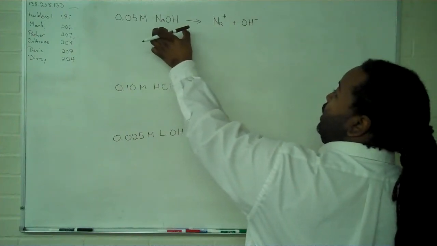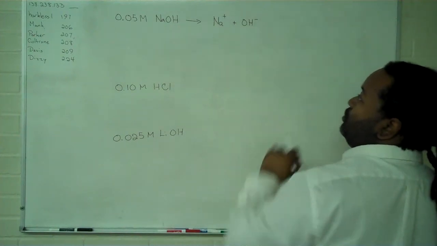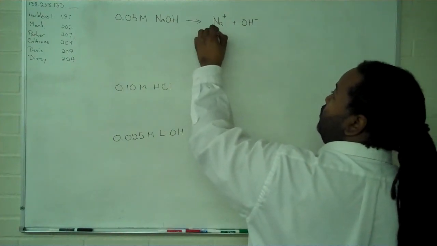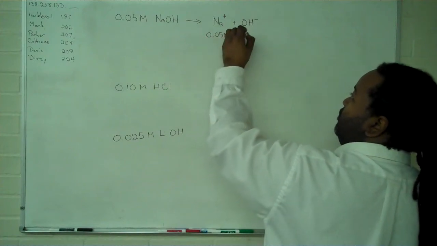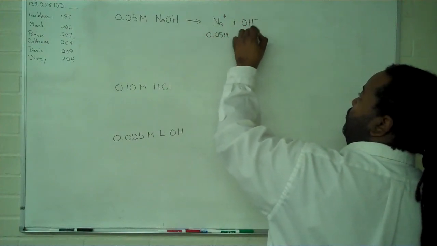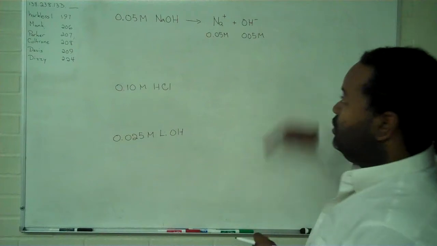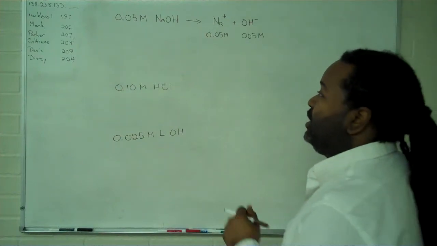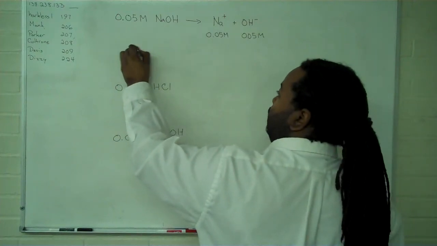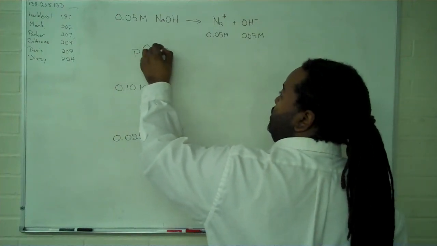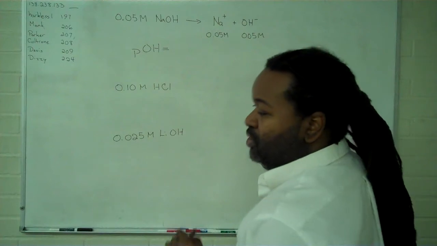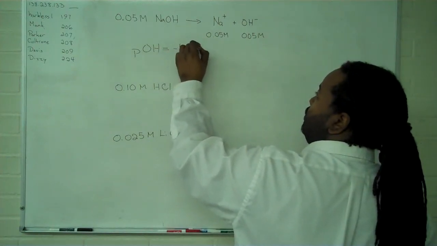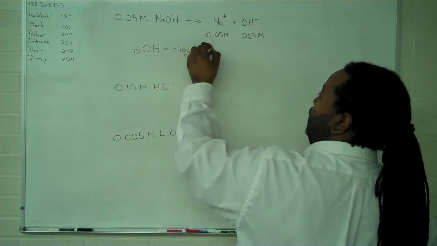And the entire concentration here will contribute to these ions. So we will be 0.05 molar in sodium ions and 0.05 molar in hydroxide ions. And this is the important part, because taking the negative log of hydroxide concentration will allow us to find a pOH. So this pOH is the negative log of 0.05.